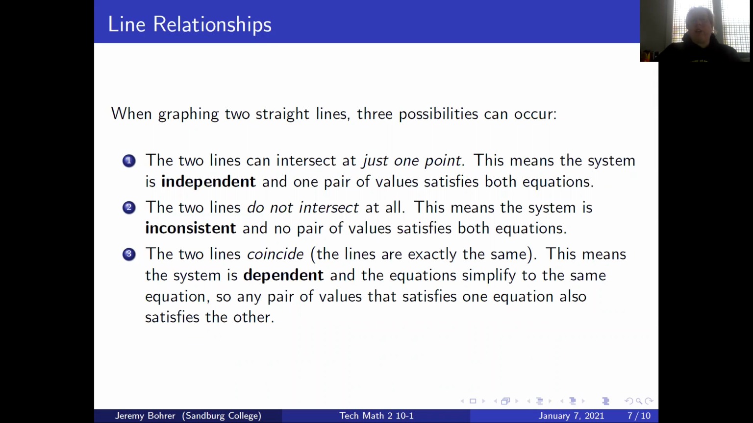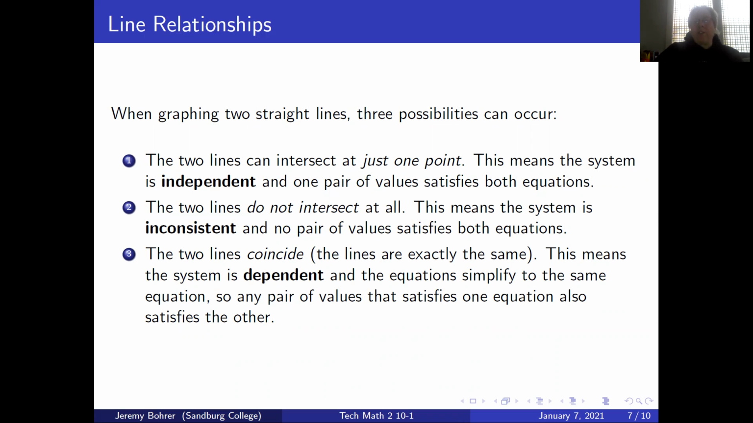When graphing two straight lines, three possibilities can occur. The two lines can intersect at just one point. This means the system is independent and one pair of values satisfies both equations. Second, the two lines might not intersect at all. This means the system is inconsistent and no pair of values satisfies both equations.